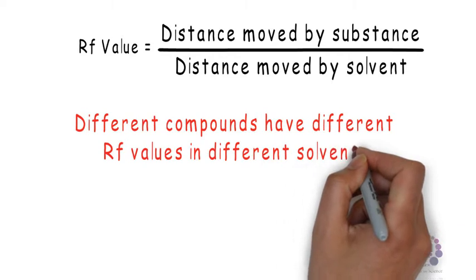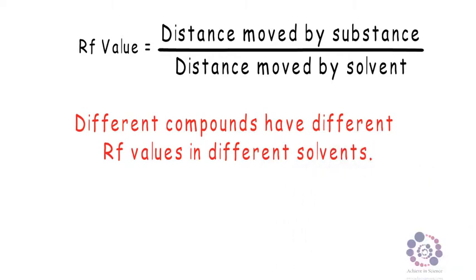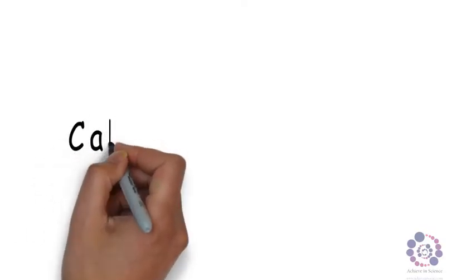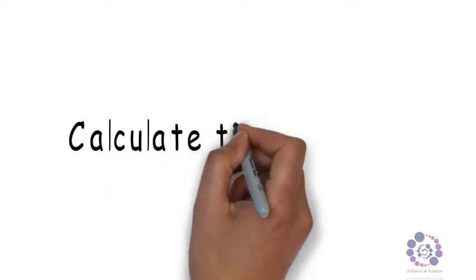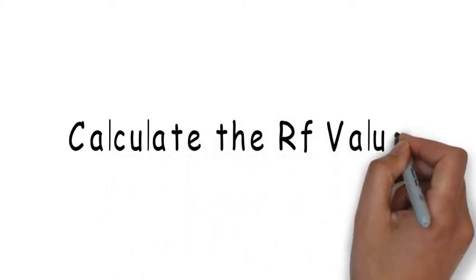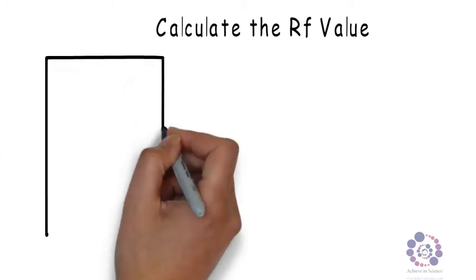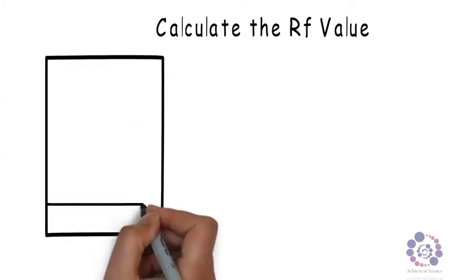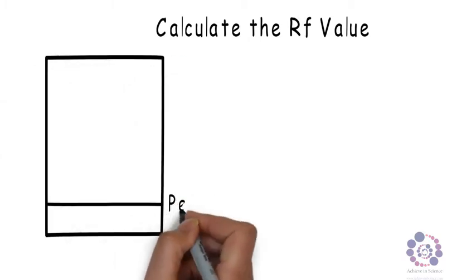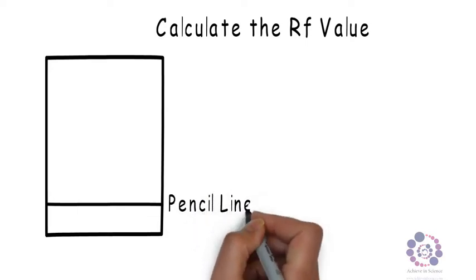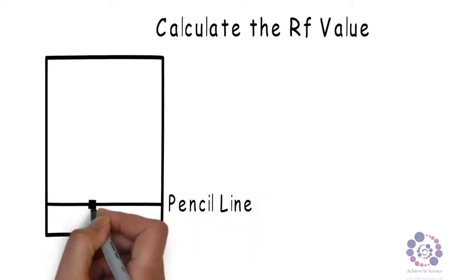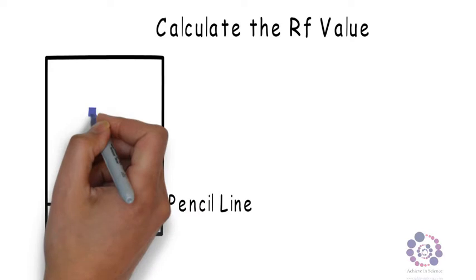Let's use this as an example then. So let's calculate an RF value. Well, first of all, on your chromatography piece of paper, you would have taken the piece of paper and then drawn a single pencil line initially. You would then place some dots of different dyes onto the paper, e.g. food colouring, and you would have waited for it to separate.